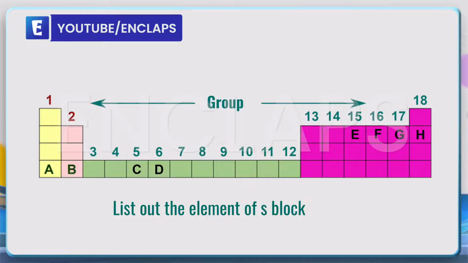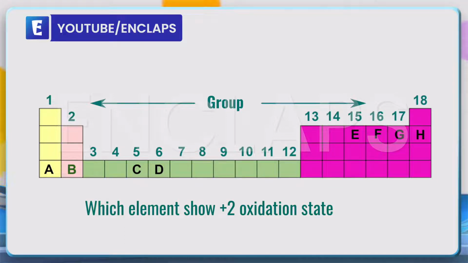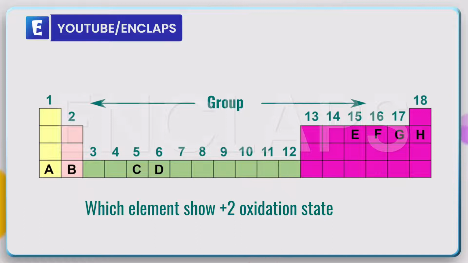So, the first question regarding this table is, list out the elements of S block. We know that the group 1 and group 2 elements are called S block elements, right? Therefore, here A and B are elements belonging to S block. Now, the next question is, which element shows +2 oxidation state? We already studied that group 2 elements have +2 oxidation state. Therefore, here the element B has +2 oxidation state.